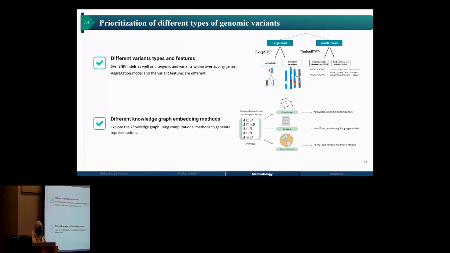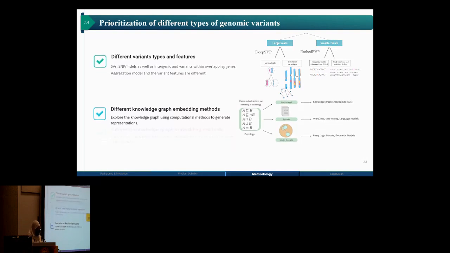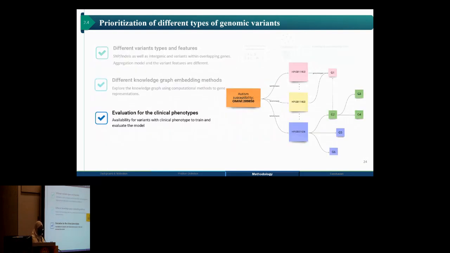These two methods have the key similarity that both utilize different background knowledge using different embedding techniques. And the key difference is that EmbedPVP aims to prioritize the single nucleotide variants, either the intergenic, non-coding, or coding variants. And DeepSVP aims to prioritize the structural variants. And for both approaches, we evaluate the model using the clinical phenotypes and considering variations in their annotation richness, so we can have a more realistic setting for real case studies.